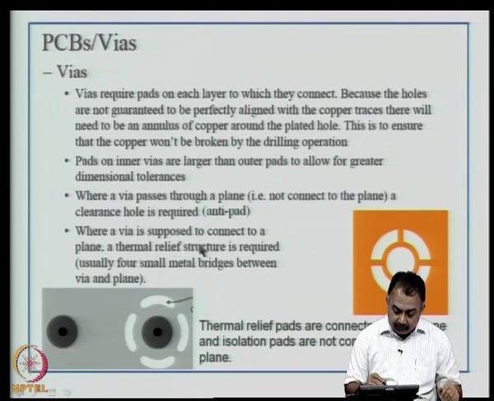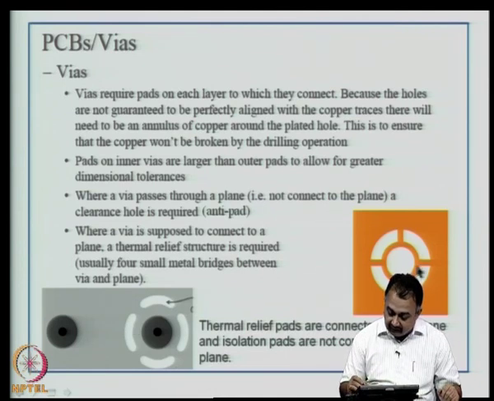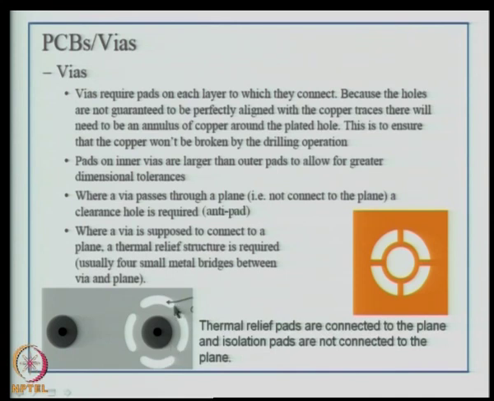But when a via is supposed to connect to a plane, a thermal relief structure is given. As you can see here, this is a thermal relief design, this is also a thermal relief design. You can see that there is a cutoff between these kind of short pads with the gap. So, it can actually be a complete copper area, but spacing is provided so as to provide thermal relief. So, thermal relief pads are connected to the plane, whereas isolation pads are not connected to the plane.